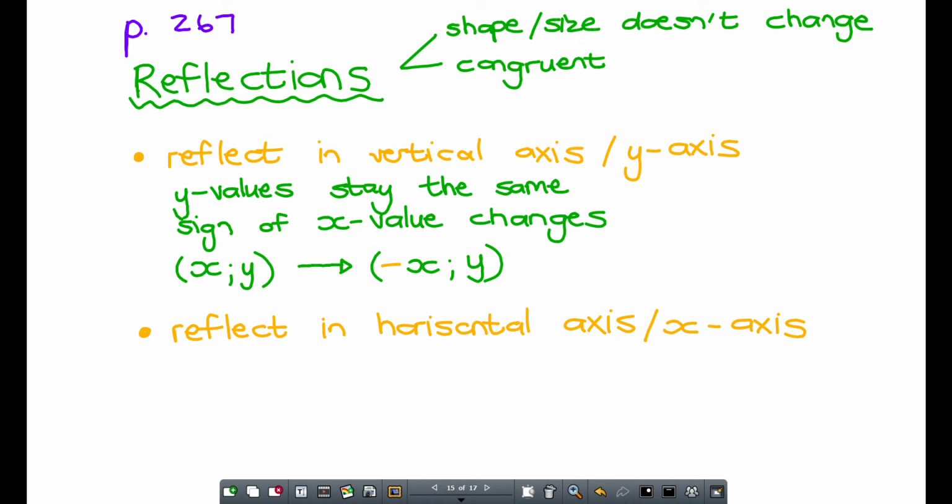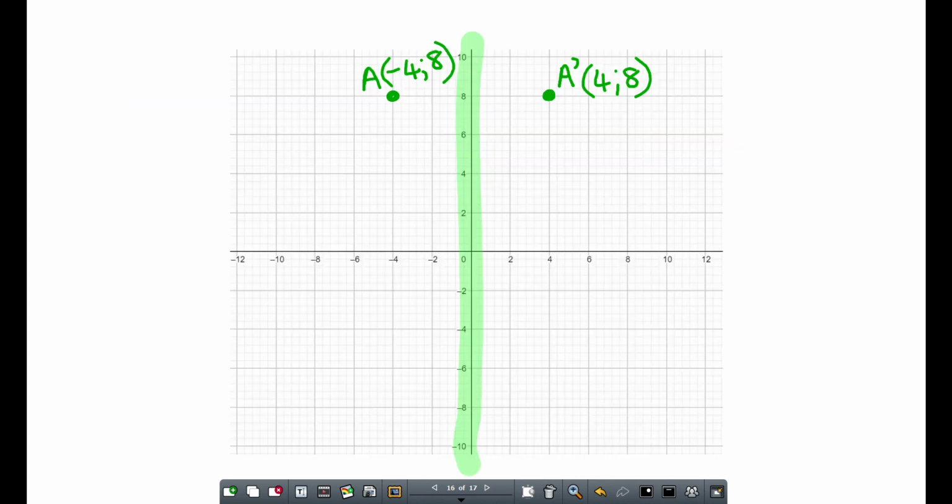Okay, right, so let's do the x-axis. We're going to use a different point, let's say B. What are the coordinates of B? -8 and 6. Now I'm asking you to reflect B in the x-axis, the horizontal axis, which means that I'm reflecting in that line.